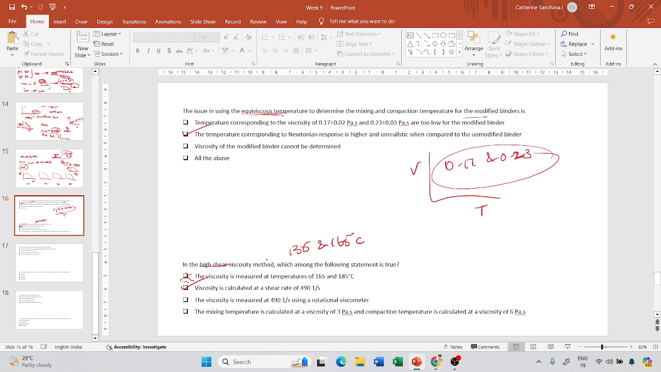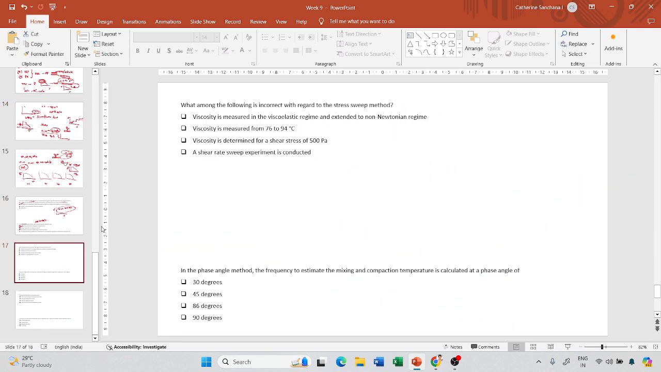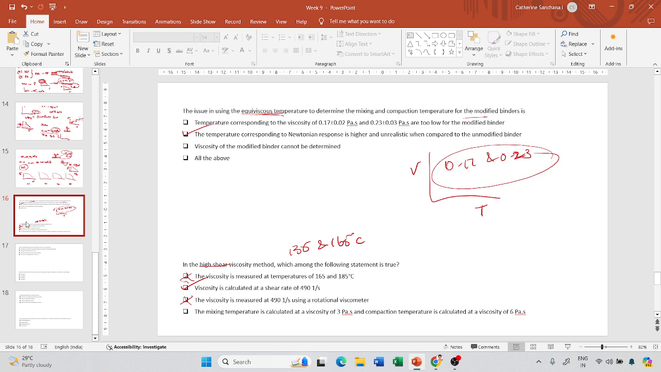The viscosity is measured at 490 second inverse using a rotational viscometer. No, because you do the test only from 0.1 to 93 second inverse, right? So 0.1 to 93 second inverse is the testing range in a rotational viscometer. So you do not measure it at 490, but you just calculate it at 490.